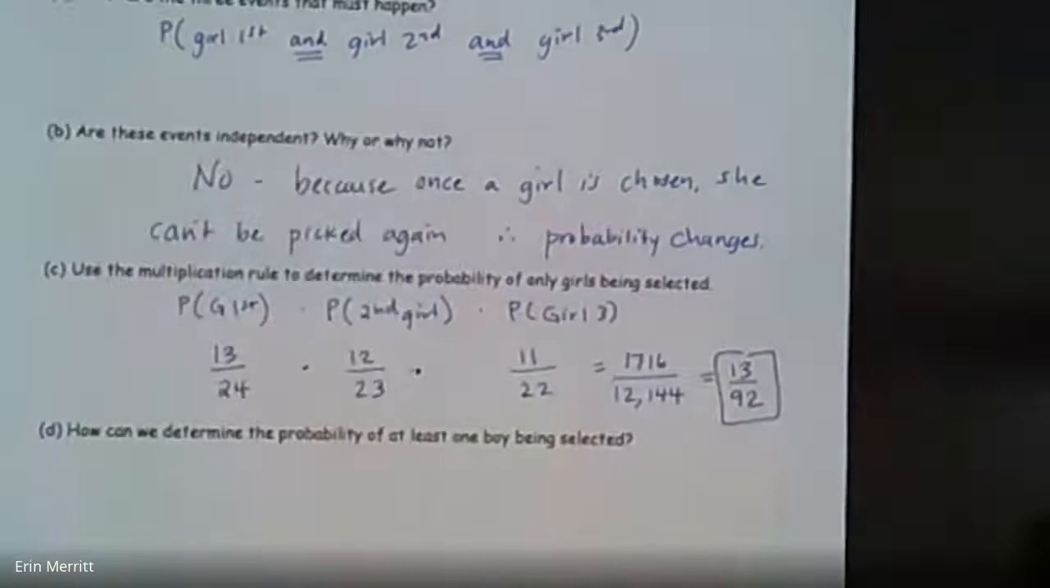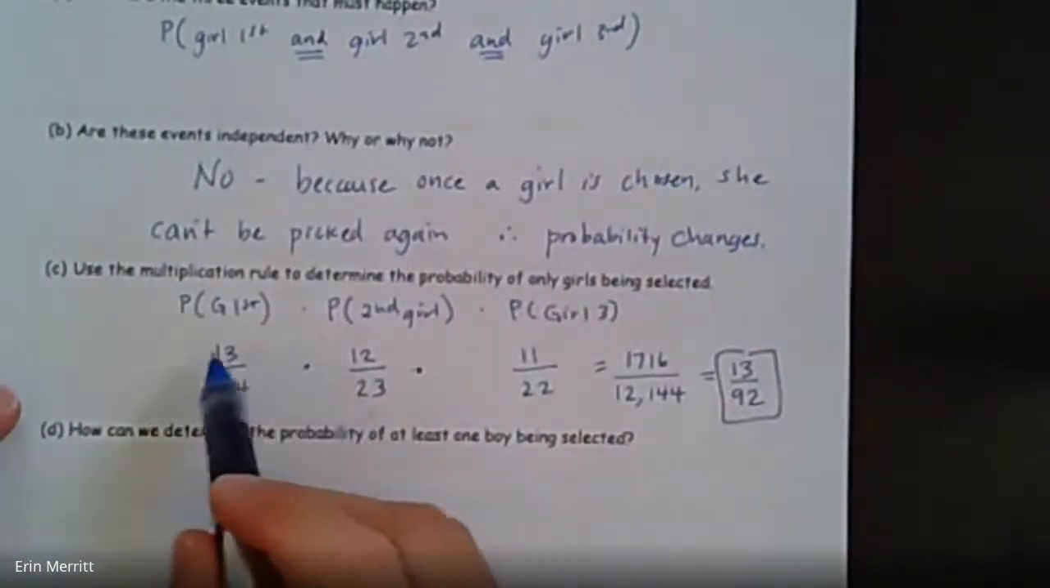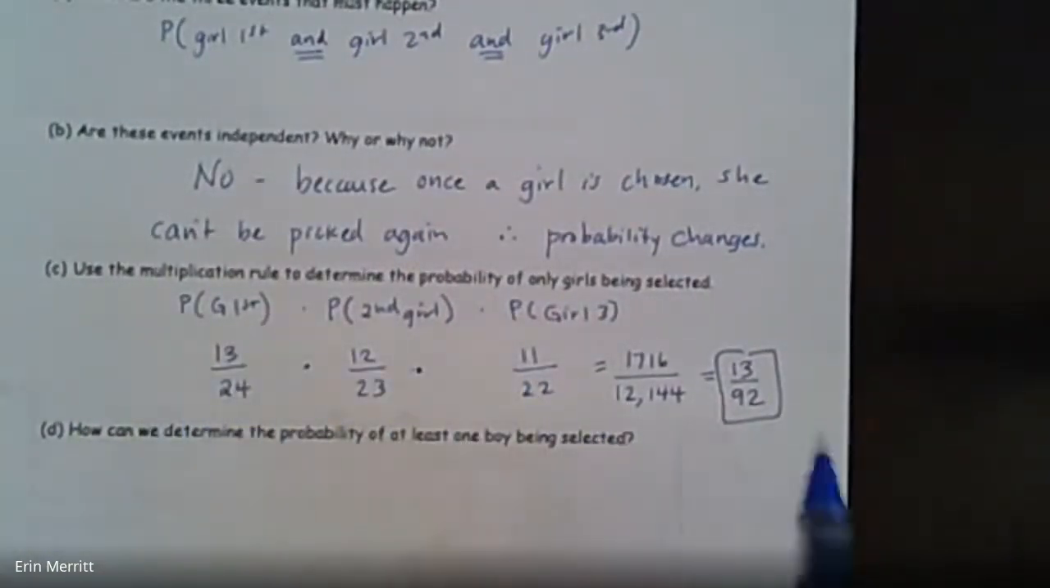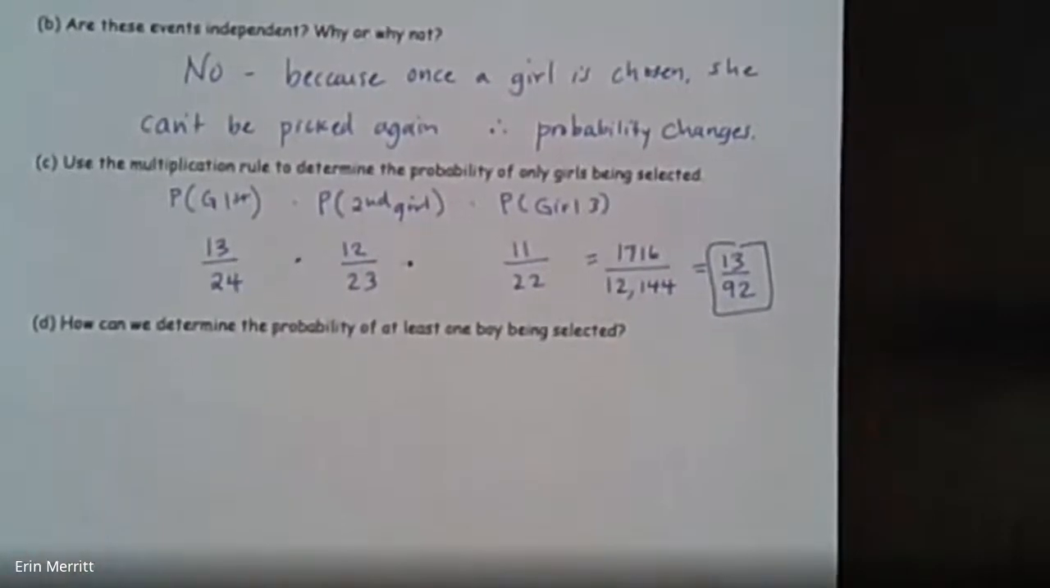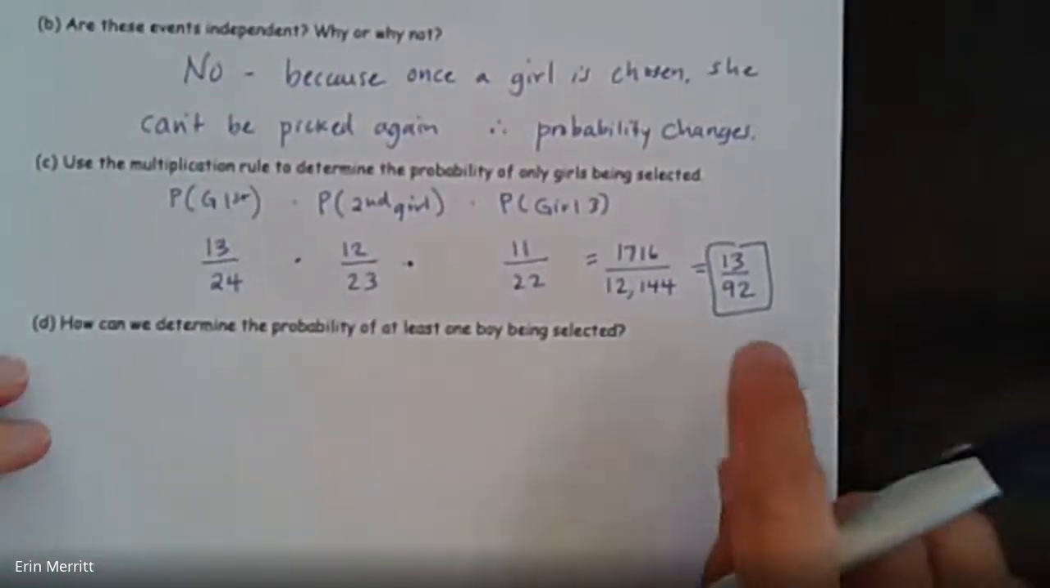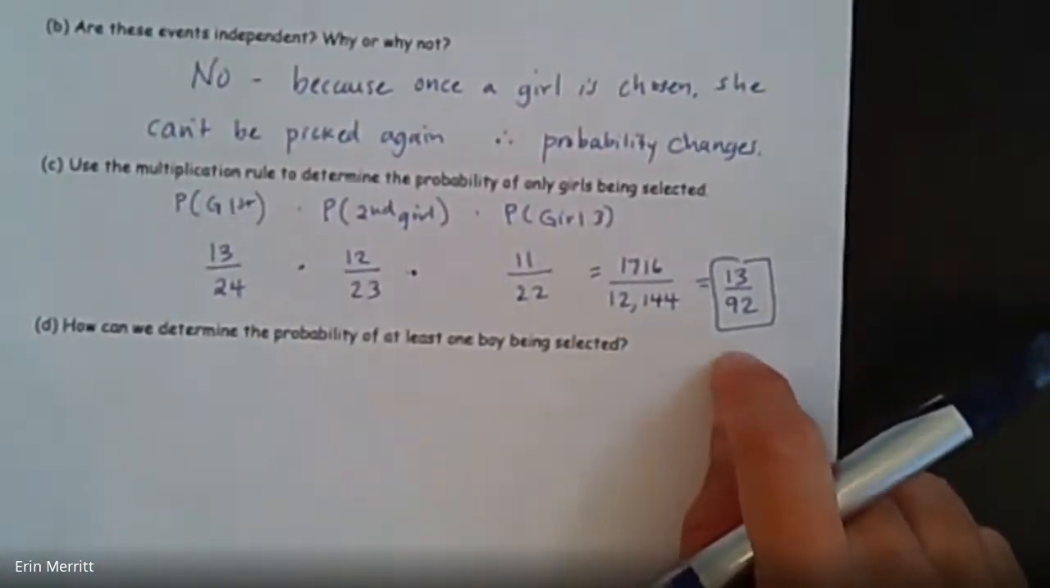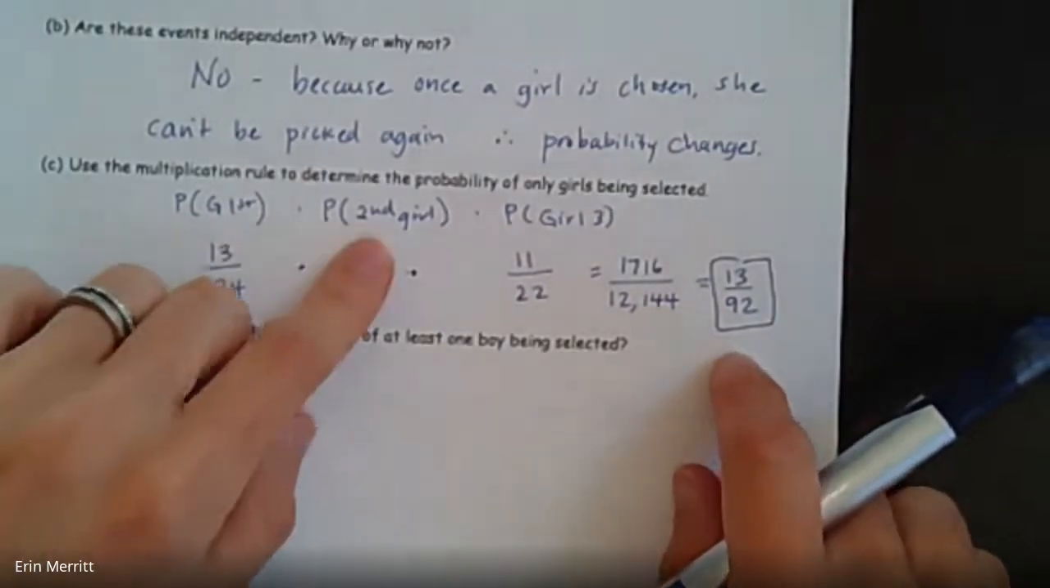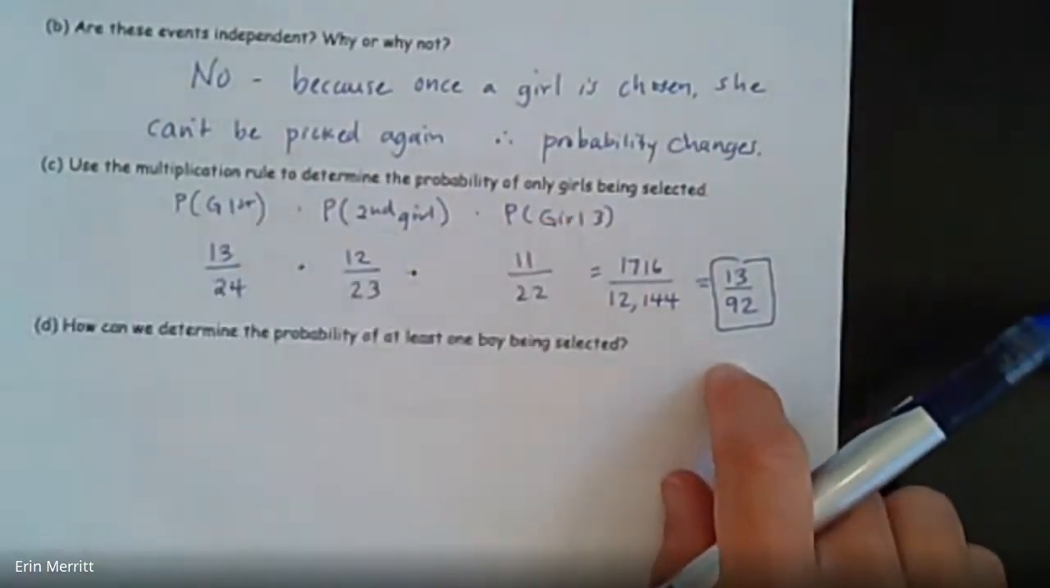As a quick reminder, don't forget when you're multiplying fractions, you multiply the top together and the bottom together. You can do it all at once on the calculator, you choose. But that's the chance that the first person would be a girl, the second person would be a girl, and the third person would be a girl.